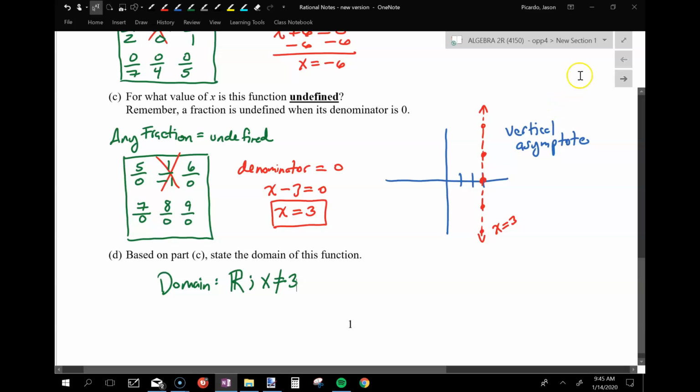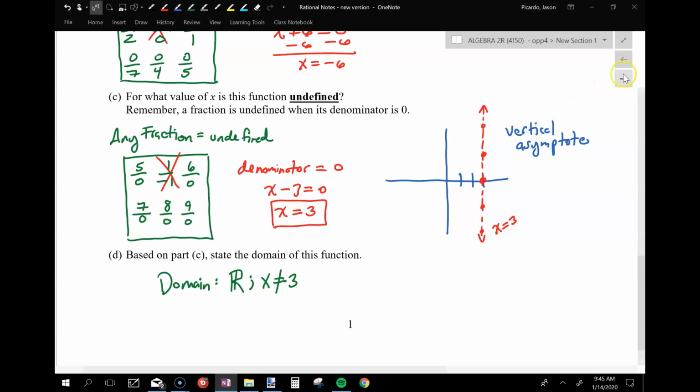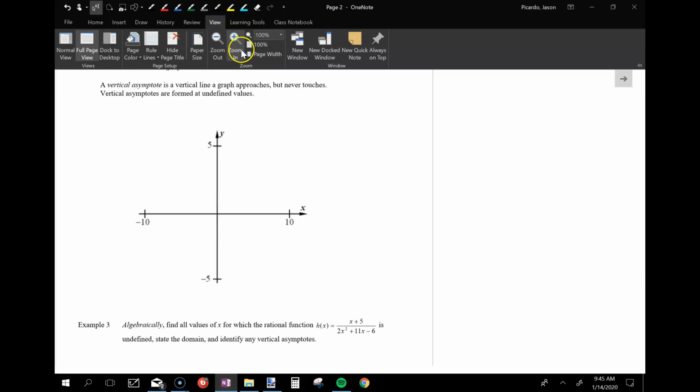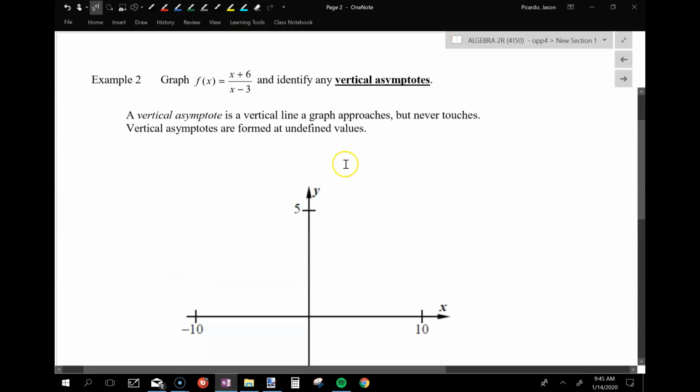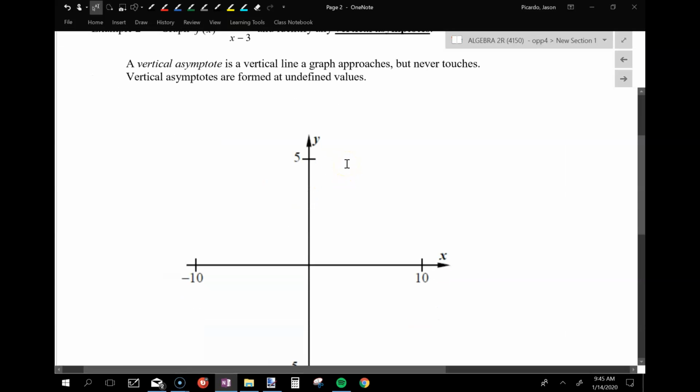All right, so on this next page, I'm going to take all of that information, I'm going to put it on the graph, okay? So here's what we know. We know that there is a root at -6. That's the root. We know that we have a y-intercept at -2. There's the y-intercept. And we know that we had a vertical asymptote at +3.